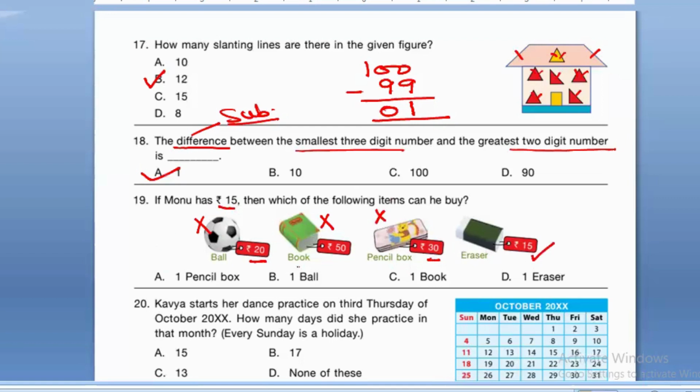So what is the correct option out of the given options? What we can see is option D, which is 1 eraser. So he is able to buy only 1 eraser. That's why option D is the correct answer.